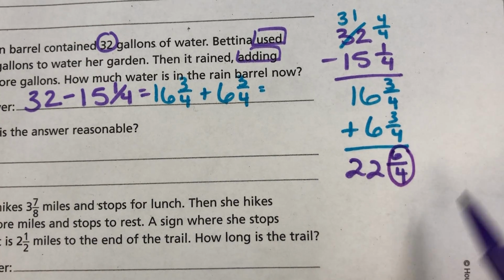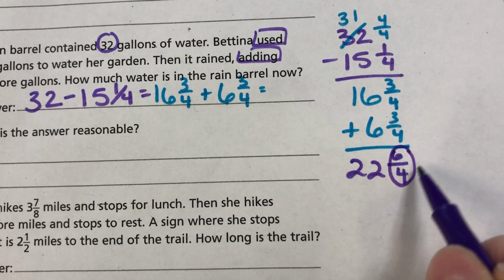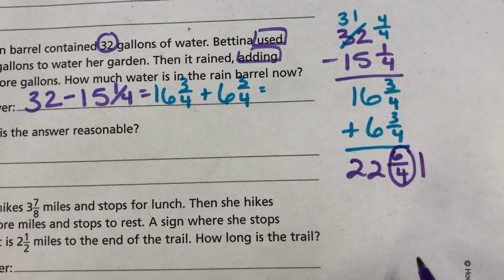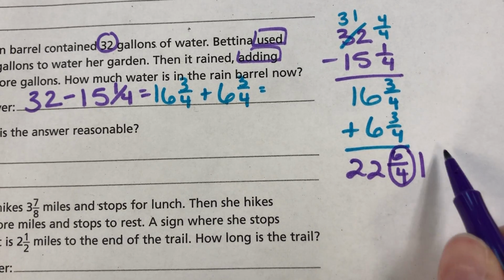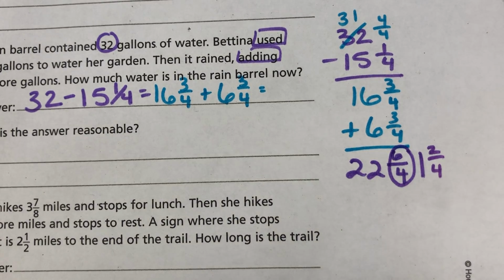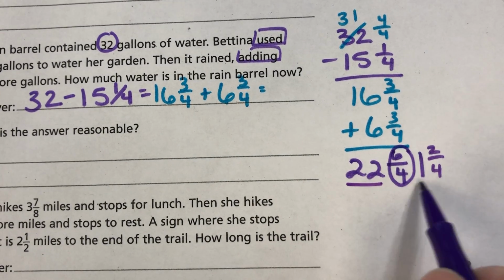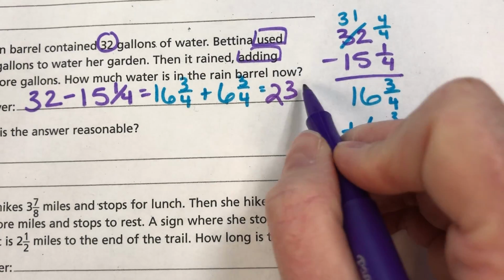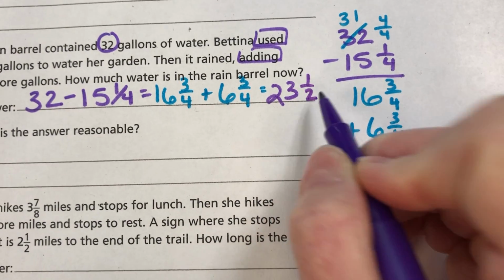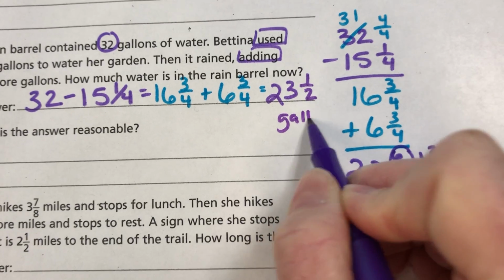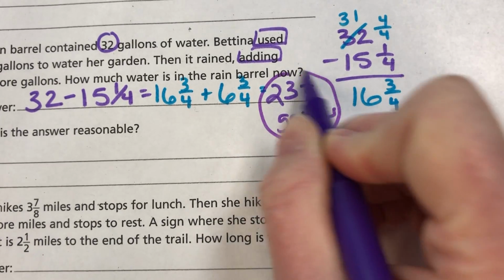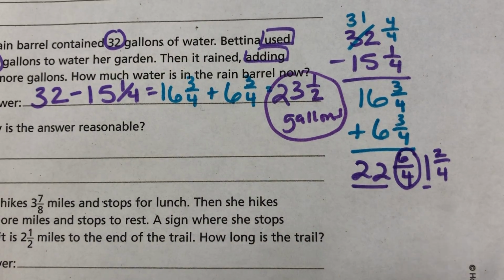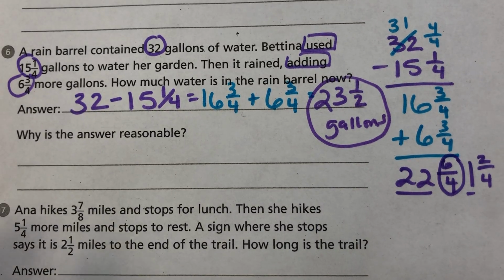Hopefully you're noticing 6/4 is not proper. I can pull 1 whole from there, 4/4. And to get from 4 to 6, there were 2 extras out of 4. So for our final answer, the 22 and the 1 does make 23. And we're not going to write this as 2/4. We're going to write this as 1/2. And that would be 23 1/2 gallons. And now we have to ask ourselves, how can we prove that this is reasonable?